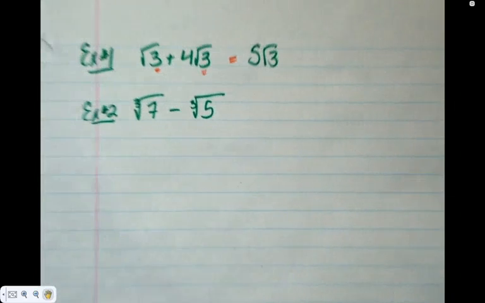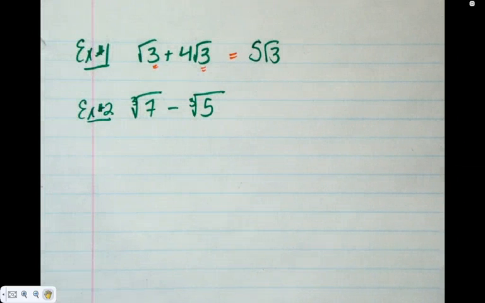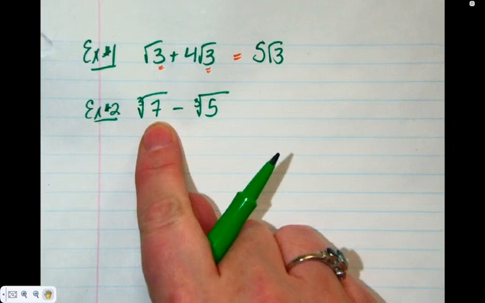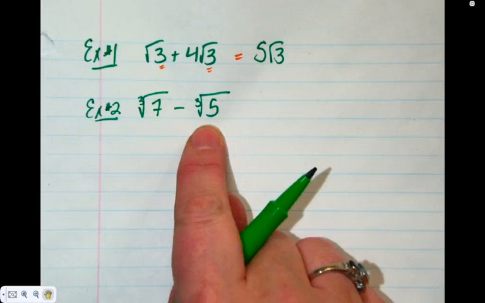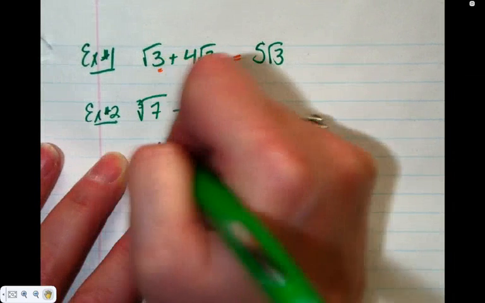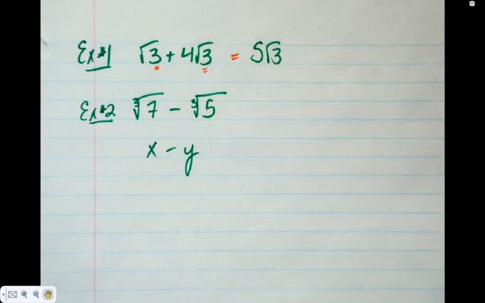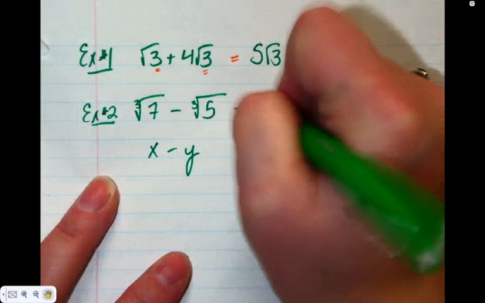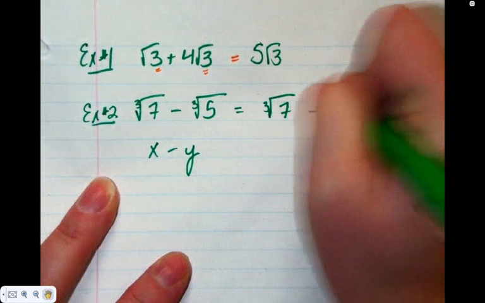Cube root of 7 minus cube root of 5. First thing we just want to look is, can we simplify? Is there anything I can factor out of a 7 that I'm going to be able to take the root of? No, it's prime. What about the 5? No, it's prime. Are they like radicals? No. So this is like in grade 9 if I gave you x minus y. And I said, simplify x minus y. How would you simplify it? It is simplified. There's nothing you can do with it. This is also simplified, so we would just restate it as itself.